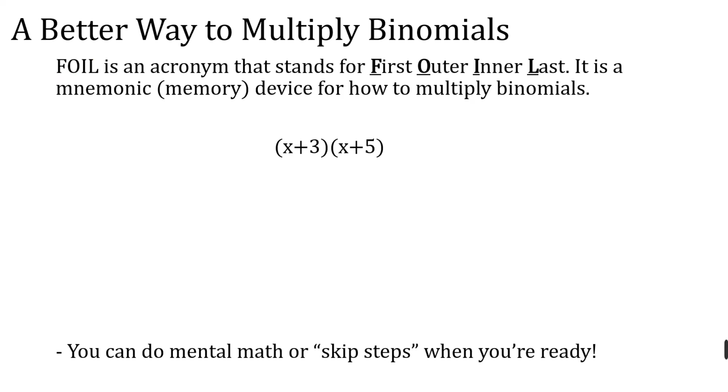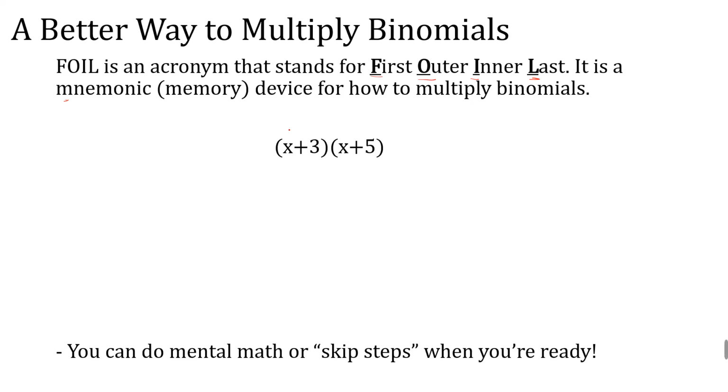And so the F in FOIL stands for first, the O stands for outer, the I stands for inner, and the L stands for last. And that's referring to the order of terms that we're going to multiply together. So we call FOIL a mnemonic device. The M in mnemonic is silent. A mnemonic device, or a memory device, for how to multiply binomials. It helps us to remember the word FOIL. So let's see what that actually looks like.